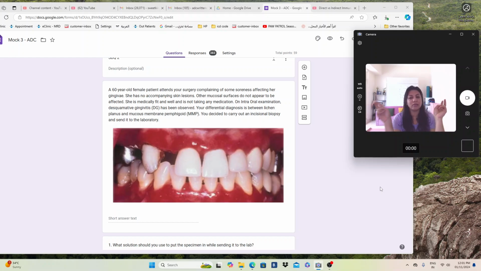It can be either lichen planus or mucous membrane pemphigoid. Now you decided to carry out an incisional biopsy and send it to the lab. Now you need to test. It's like me giving you powdered salt and powdered sugar and just keeping it in front of you. Both are white in color. Now you need to decide which is salt and sweet.